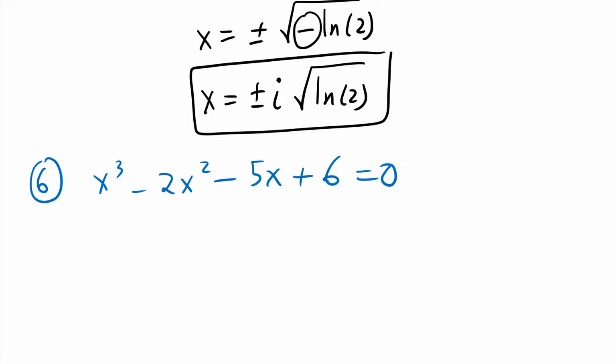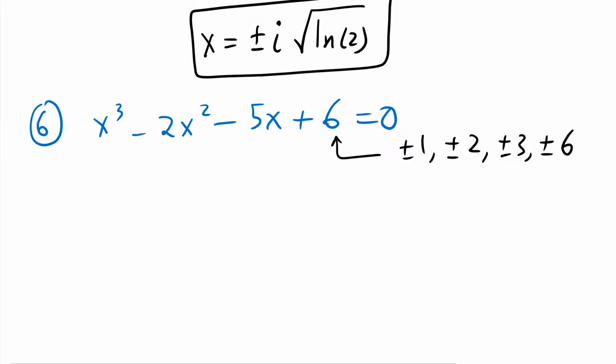So what do we do here? We need to list the factors of 6: plus or minus 1, plus or minus 2, plus or minus 3, plus or minus 6. We're using what we call the rational root theorem, and we are going to test these to see which one gives us 0.